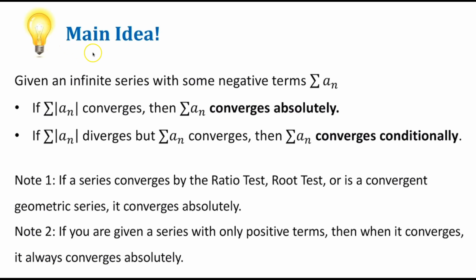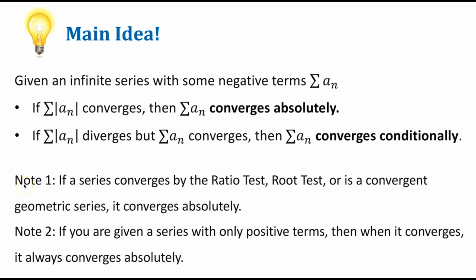Let's wrap up by summarizing the main ideas. Given an infinite series with some negative terms, the sum of a sub n, if the sum of the absolute value of a sub n converges, then the sum of a sub n converges absolutely. But if the sum of the absolute value of a sub n diverges, and the sum of a sub n still converges, then the sum of a sub n converges conditionally.